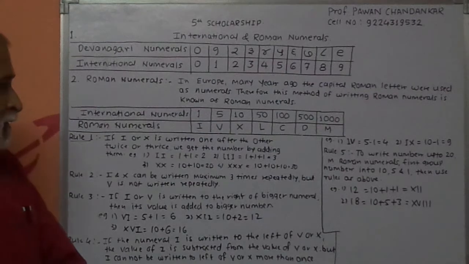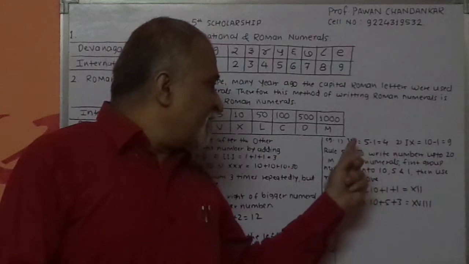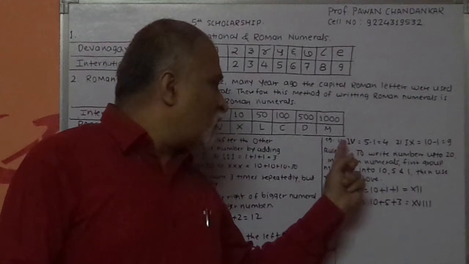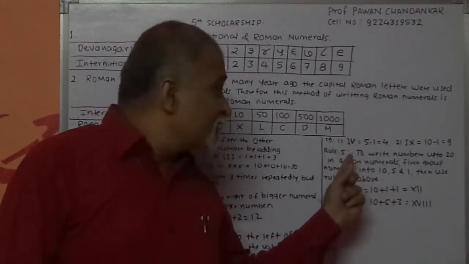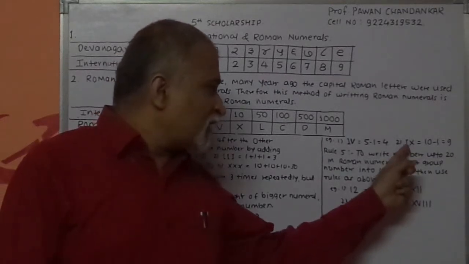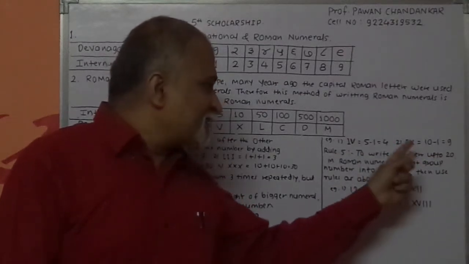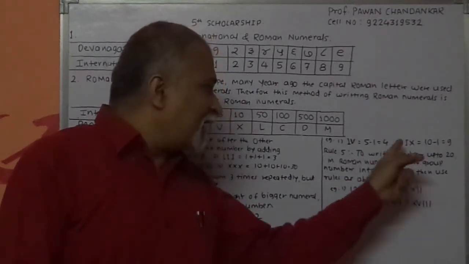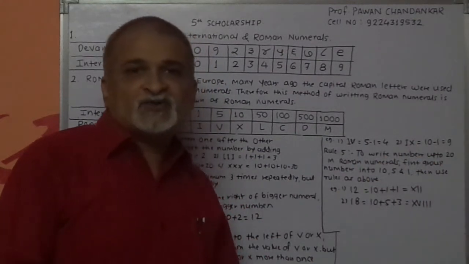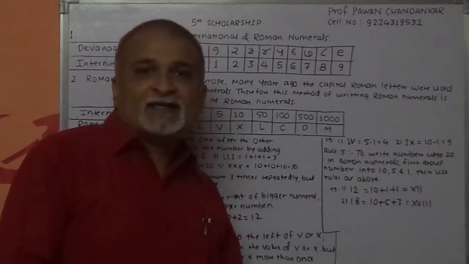Right, students? For example, look at this. IV means what? To the left of V, to the left of 5, we have written the letter I. It means that 1 is to be subtracted from 5. So 5 minus 1 gives you 4. Right, students? This is 9. 9 is written in Roman numerals as IX. It indicates that I is written to the left of 10. It means that 1 is to be subtracted from 10. So 10 minus 1 is 9.